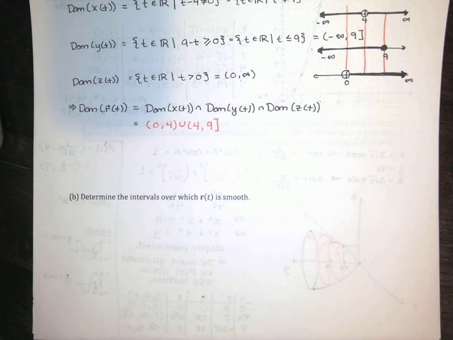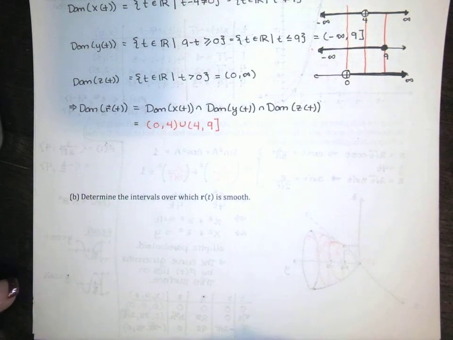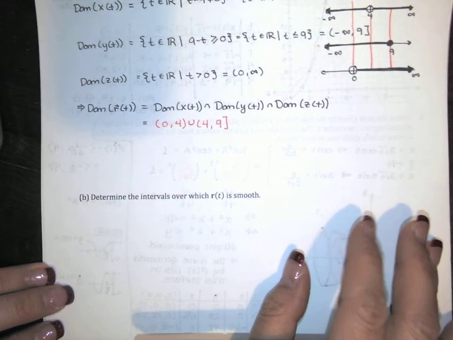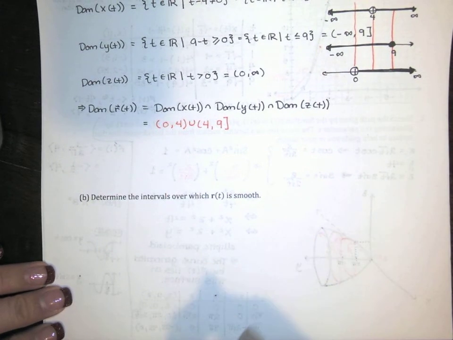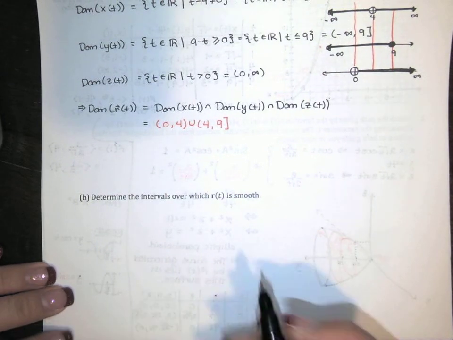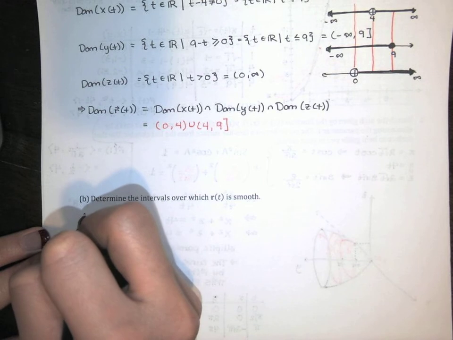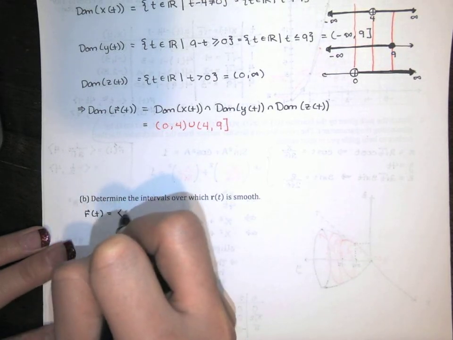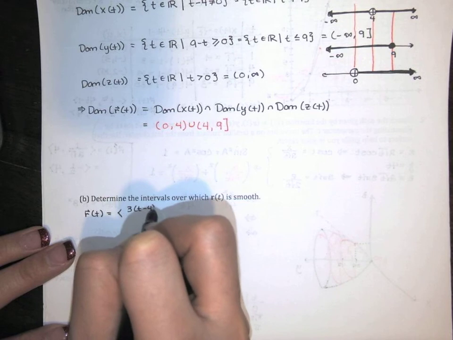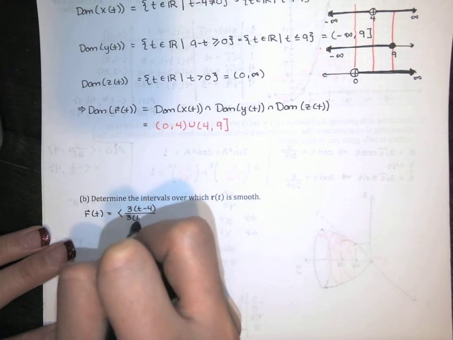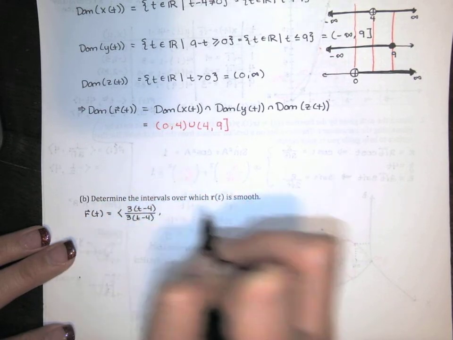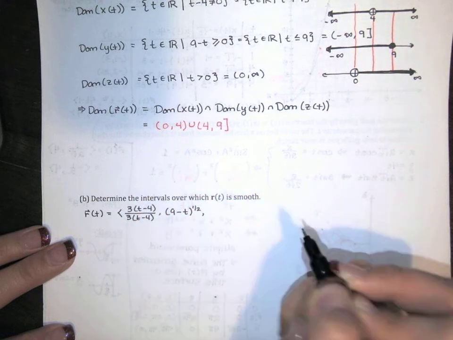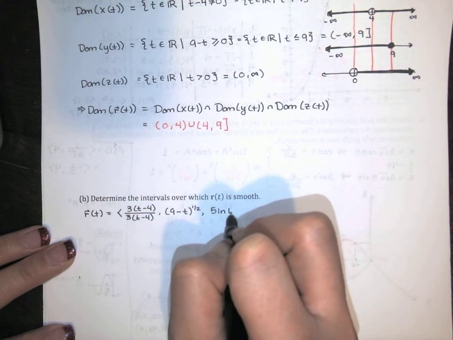And then this one says, find the intervals over which r of t is smooth. Now r of t is smooth whenever x prime, y prime, and z prime are not all 0 at the same time. So I'm going to write r of t down, and I'm going to write it in such a way to prepare for differentiation.